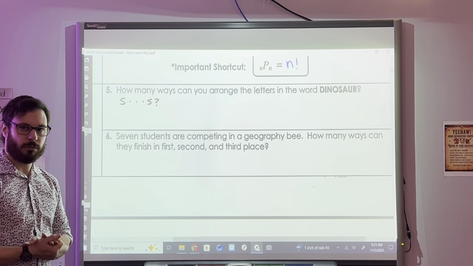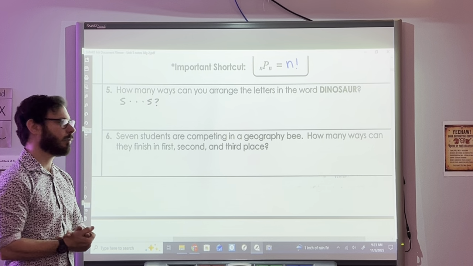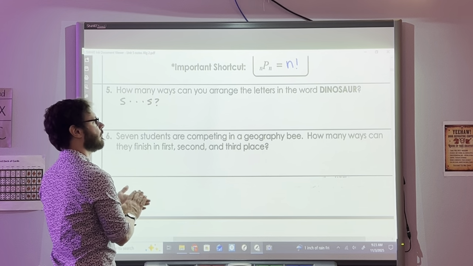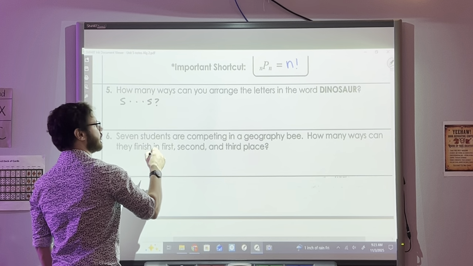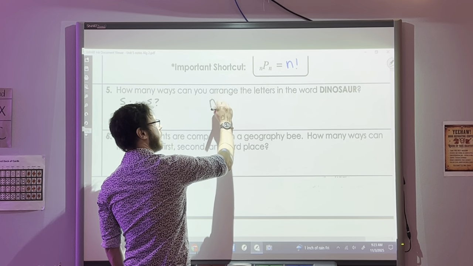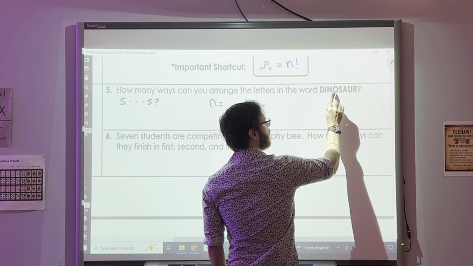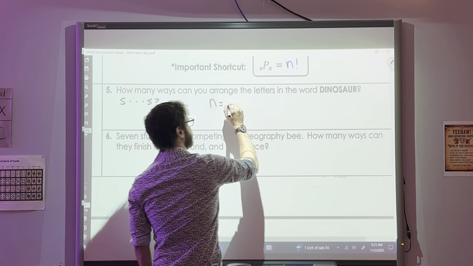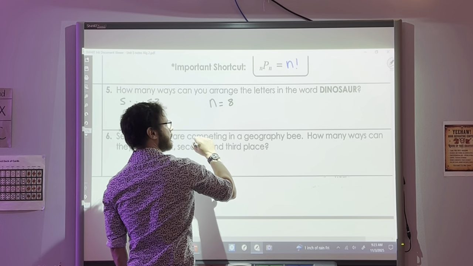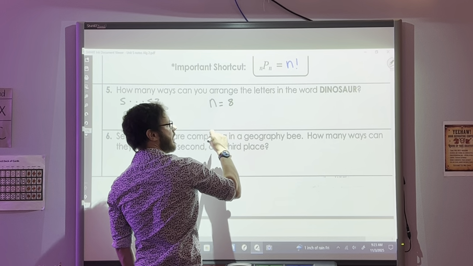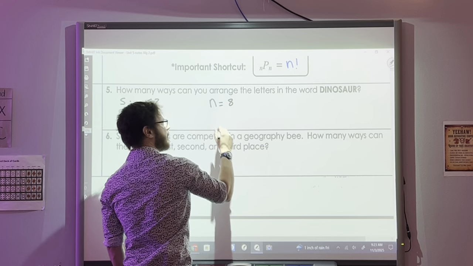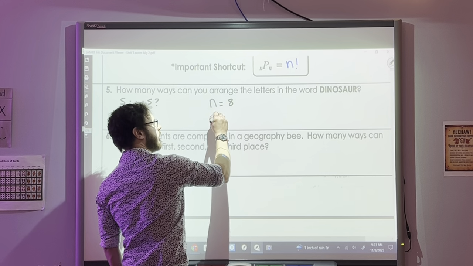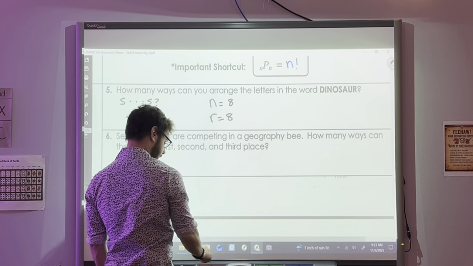Let's not do the formula, and let's do the calculator way. How many different letters do I have to choose from? What is my n? 1, 2, 3, 4, 5, 6, 7, 8. Okay. Are there any repeats? I don't see any repeats. That's good for me. And I want to use all of the letters. I want to use all 8 of them.